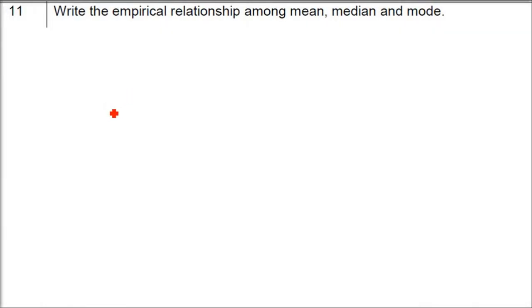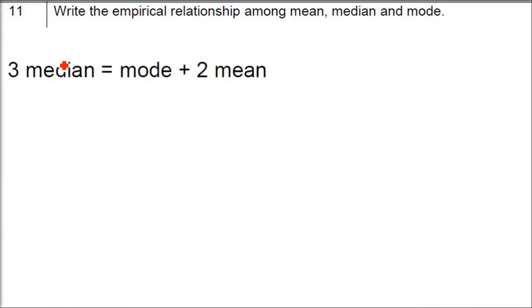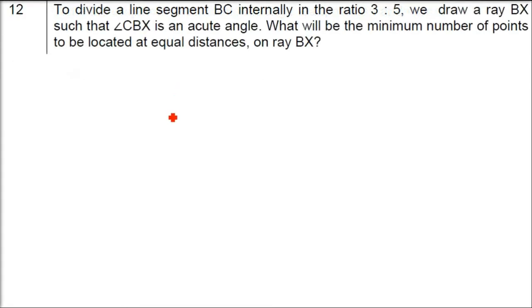Write the empirical relationship among mean, median and mode. You have to remember this. There is no other way. 3 median equals mode plus 2 mean. 3 median equals mode plus 2 mean.